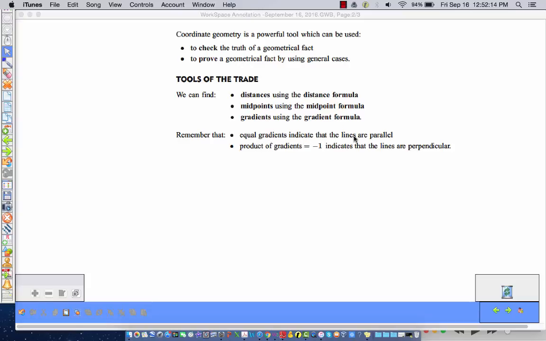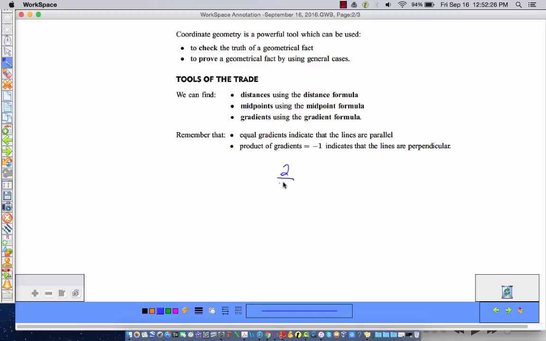And here is some powerful stuff. Equal gradients indicate that lines are parallel. And if the product of gradients is equal to -1, it means the lines are perpendicular. For example, we know that if a line has slope of 2/3, a line perpendicular to it will have a slope of -3/2. So if you multiply this, you get 2 times -3, that's -6, over 3 times 2 is 6, and that is equal to -1. That will always be the case when we multiply opposite reciprocals. And remember, opposite reciprocals are the slopes of two lines that are indeed perpendicular.